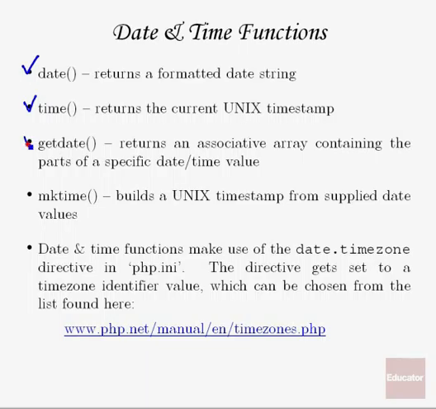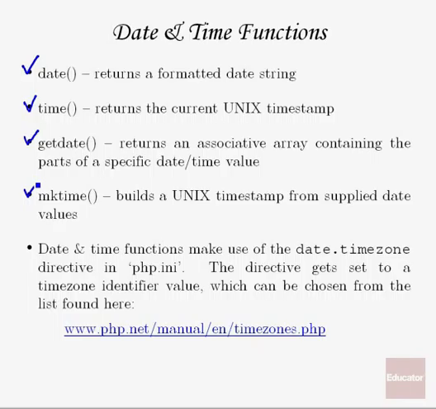Then we have the getDate function. You pass it a timestamp, and from that timestamp, it can separate out the different parts that the timestamp represents. It can separate into hours, minutes, seconds, the day, the year, the month, and so forth, and it returns it as an associative array. Also, there's the mktime function that you can use to build a Unix timestamp from supplied date values.